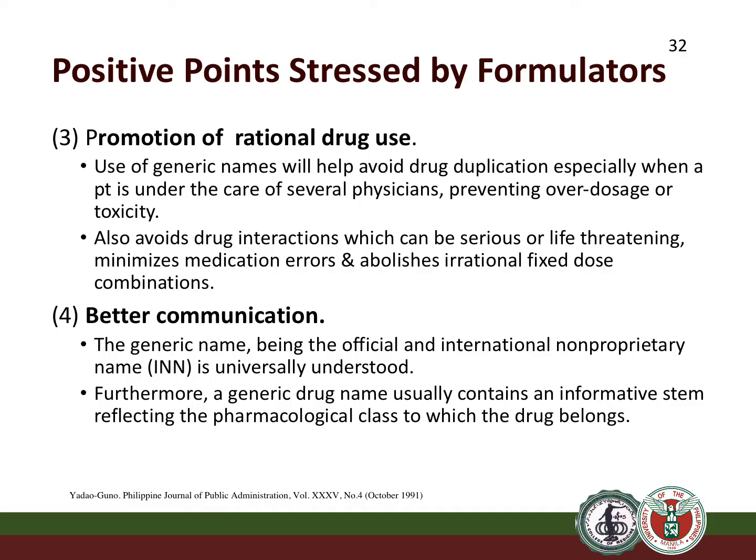The use of the generic name or the INN is also facilitative of better communication, as the INN is universally understood. And the generic drug name usually contains an informative stem that reflects the pharmacologic class to which the drug belongs. So it's easy for novice prescribers to recognize the drug when they see the generic name. So let's say if you see metoprolol or propranolol, the fact that it's OLOL, you recognize that this has to do with beta blockers.